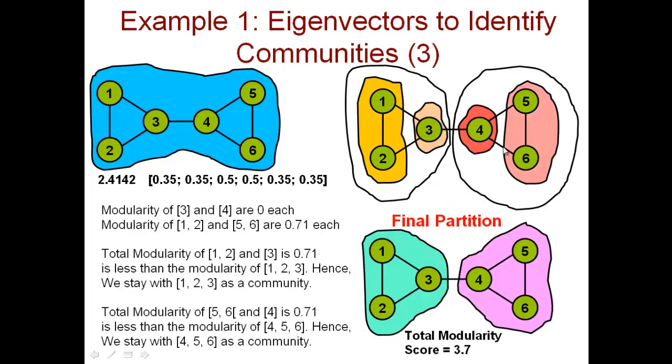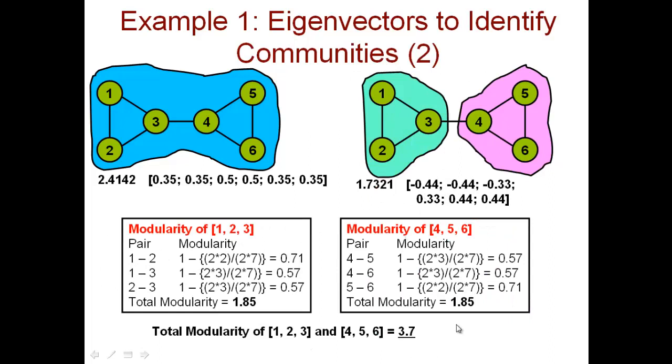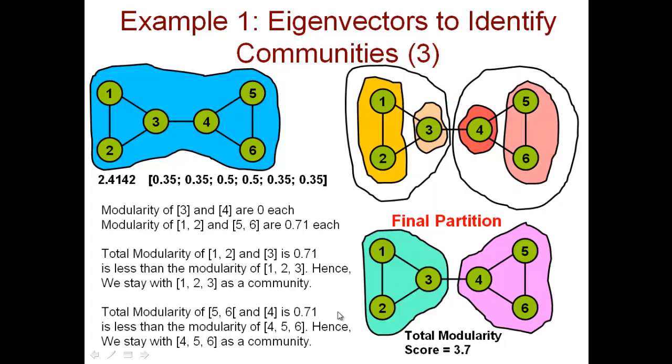Similarly for 4, 5, 6, if we were to partition it, we're going to have 4 by itself in one community and 5 and 6 as another community. And again for 5, 6, the modularity score is going to be less than 1, plus 0 is going to be less than 1, which is not greater than 1.85. So we'll stay with 4, 5, 6 as one community with a modularity of 1.85. So this is then the final partitioning of the graph into two communities with a total modularity score of 3.7.